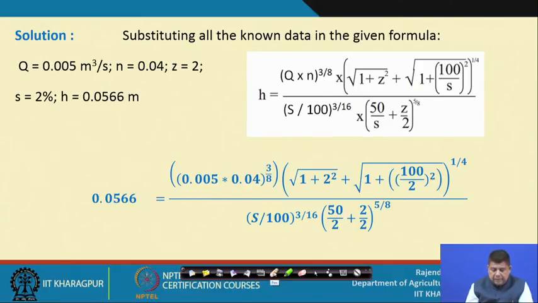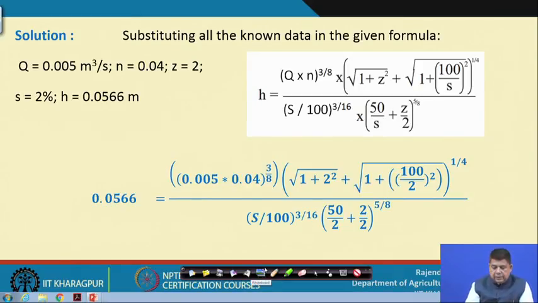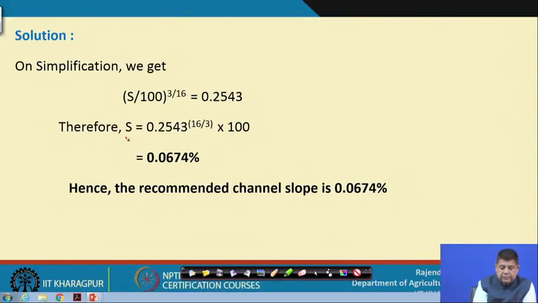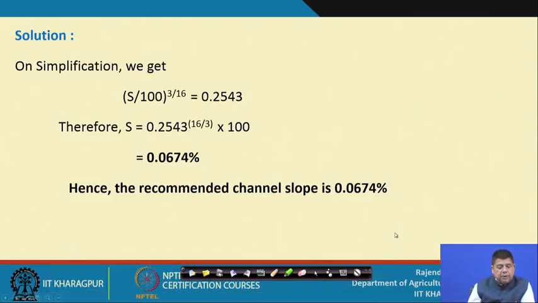Once we have obtained this, we can substitute all the values, because q is known, n is known, z is known, and h is known. We can substitute in this equation, so the only unknown is capital S, the channel bed slope. By putting all the values in this equation and solving, we get the channel slope equal to 0.0674%. That is the recommended channel slope, which is what we had to calculate in this particular problem.